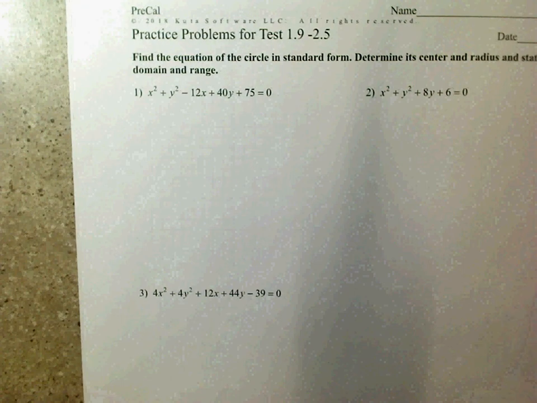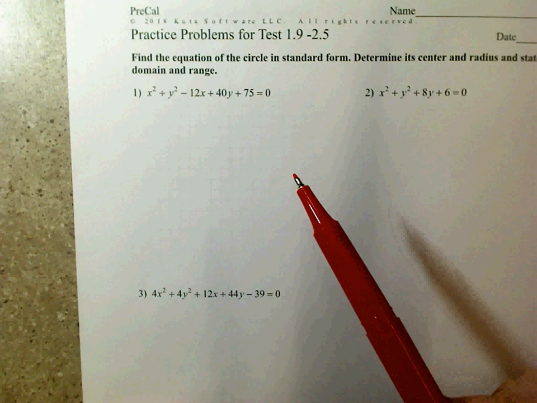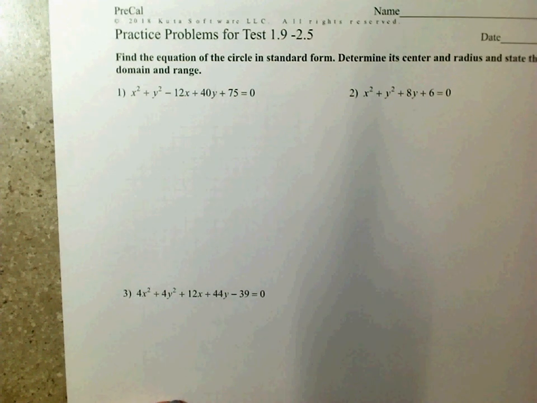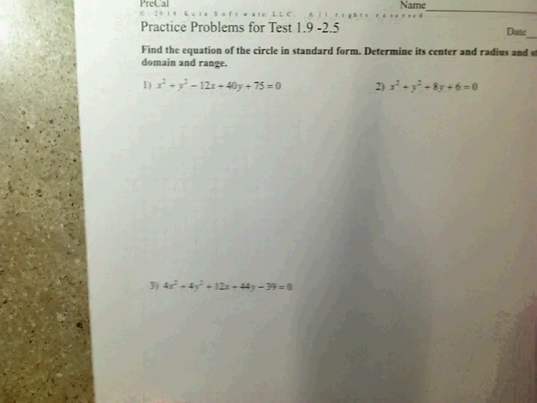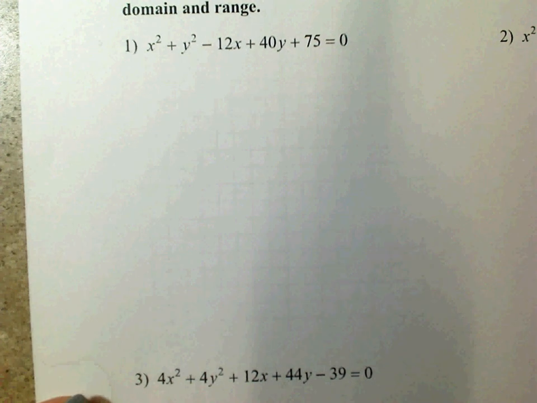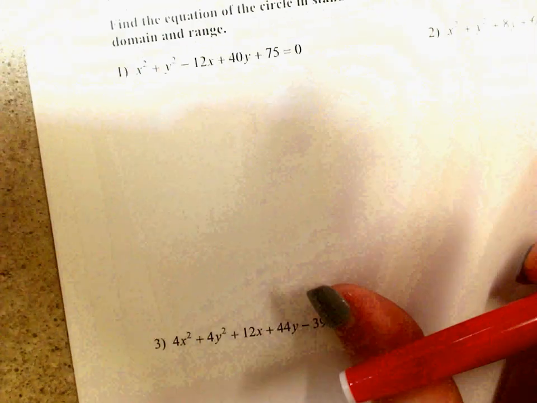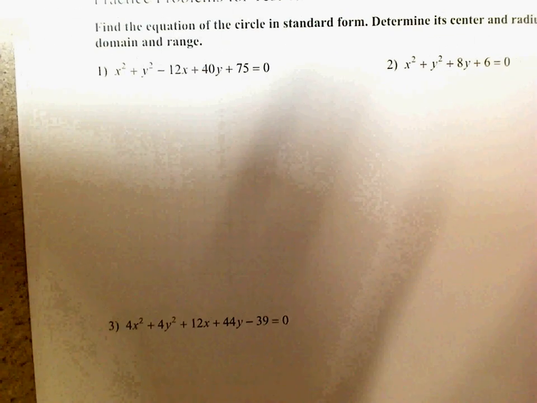So number 1 says, for 1 through 3, we're finding the equation of the circle in standard form and determining its center, radius, and stating the domain and range. So for this first problem, first off, you need to get all the x's together and all the y's together.